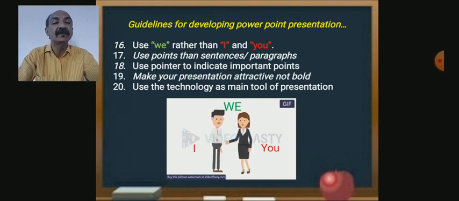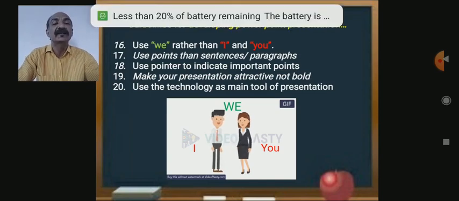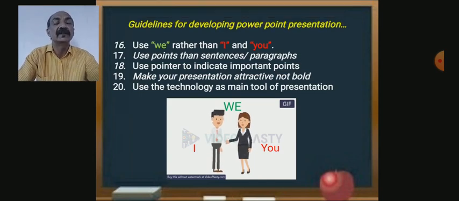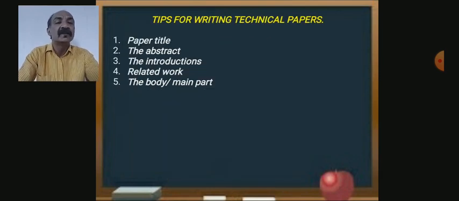The 19th point is make your presentation attractive and not bold. Yes, very important: the audience should get attracted towards your presentation and it should not be in a bold form. And the last point is use technology as the main tool of presentation. Yes, it is very essential that when technology is available with you, you should utilize it in a proper way. So we have seen in this way 20 points.